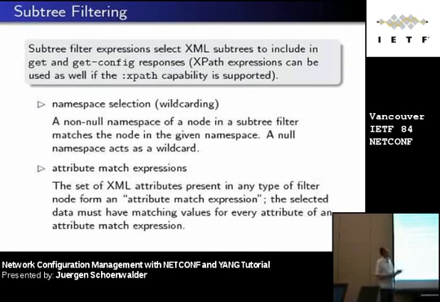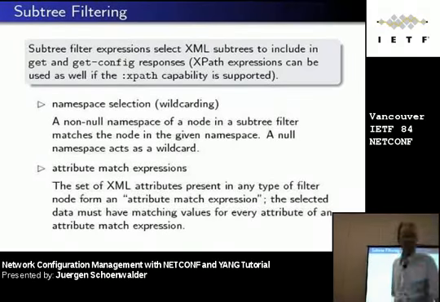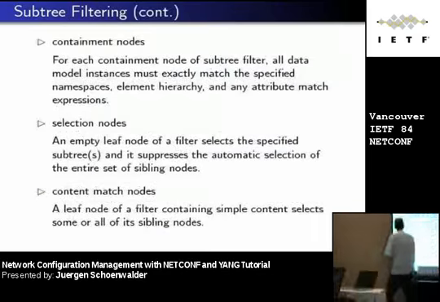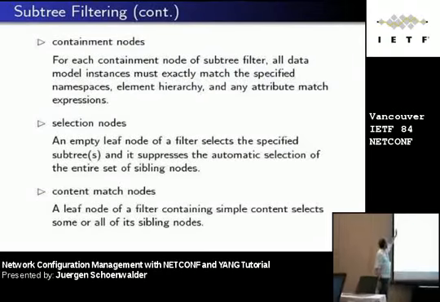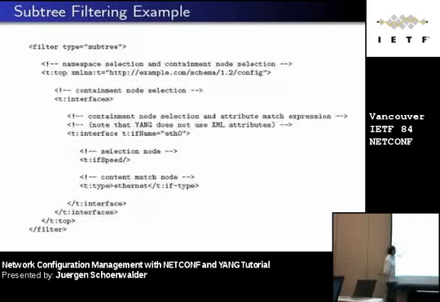And the way it works is you write down kind of an XML config that acts as a template, selecting everything that's hanging below what you wrote in your XML config template. That's the easy way of explaining it. The other way is going through the different nodes that make up your subtree filter. The following slides go through all the details, which I prefer to skip over because that's really something for reading. But what it actually does, you write down something like, here's my interfaces container, and here's an interface.